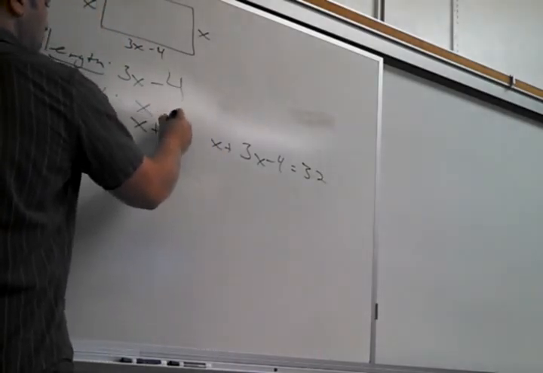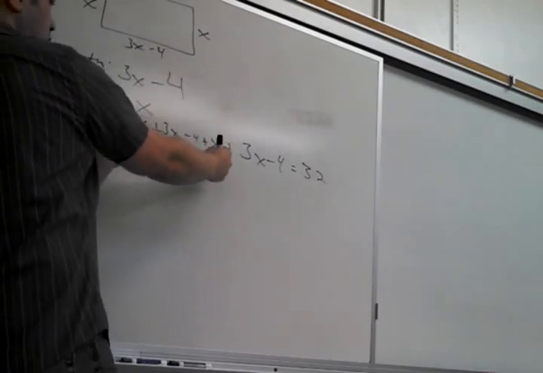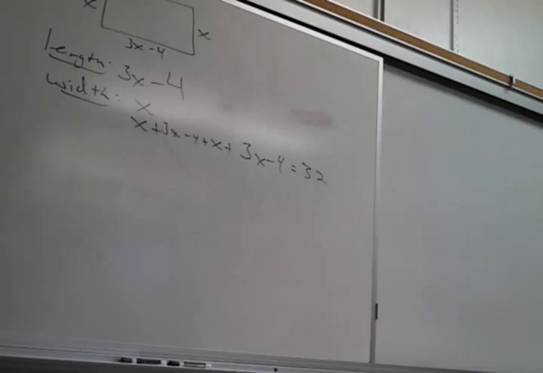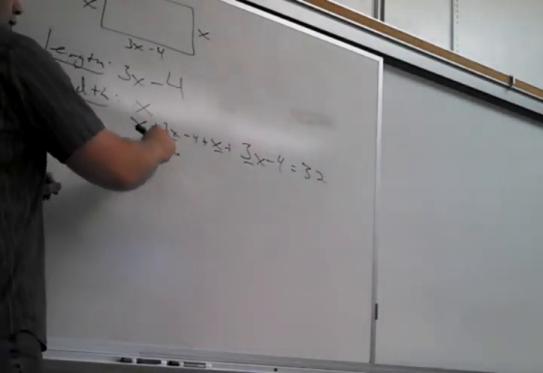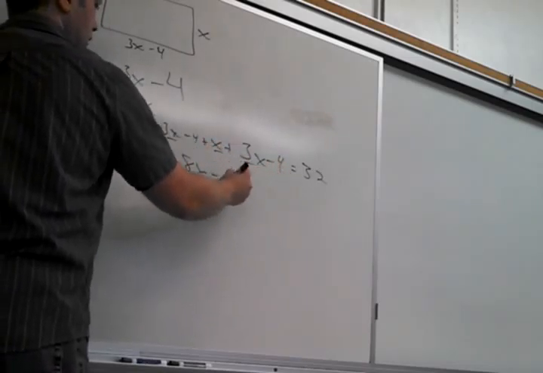I would say x plus 3x minus 4 plus x plus 3x minus 4. So that'll be 2 x's and 2 3x's minus 4. Either way you do it, you're going to end up with the same kind of like-term stuff here. How many x's do I end up with now? Yeah, 4 and 4. I got 8x minus 8.